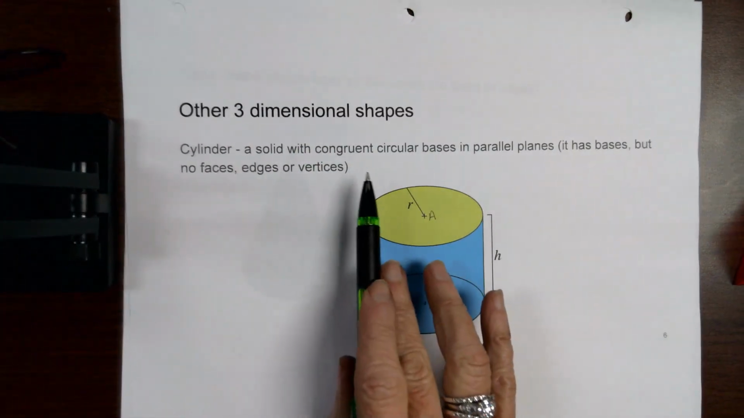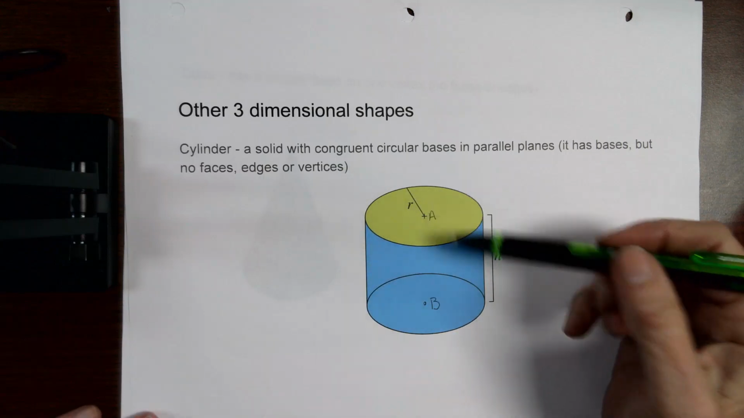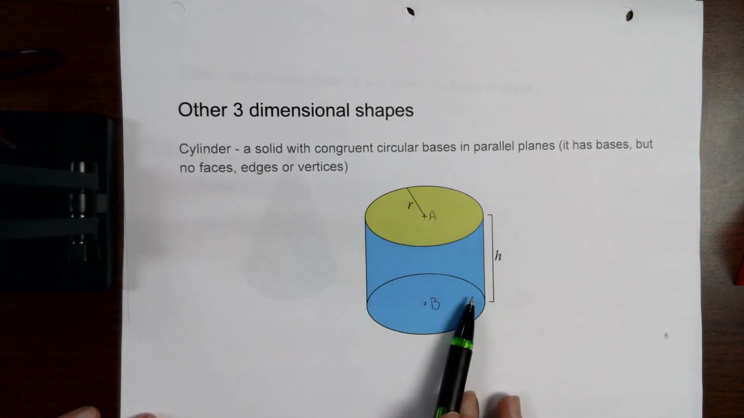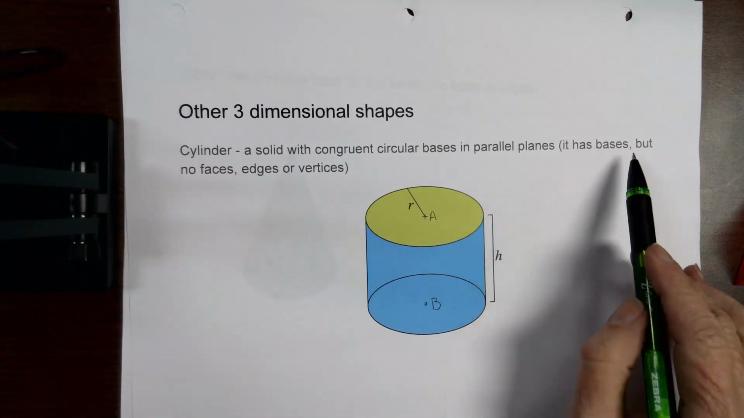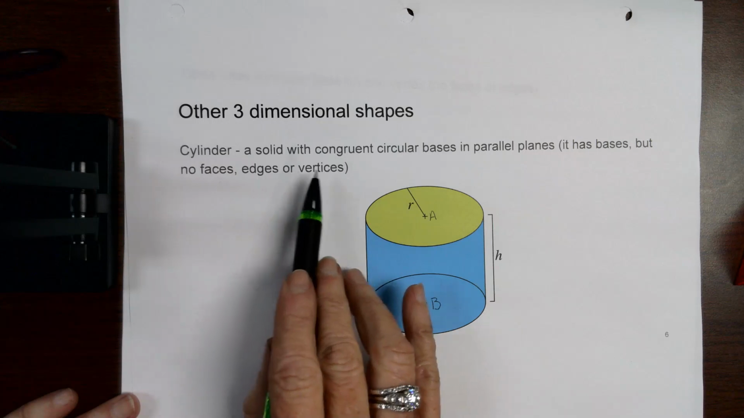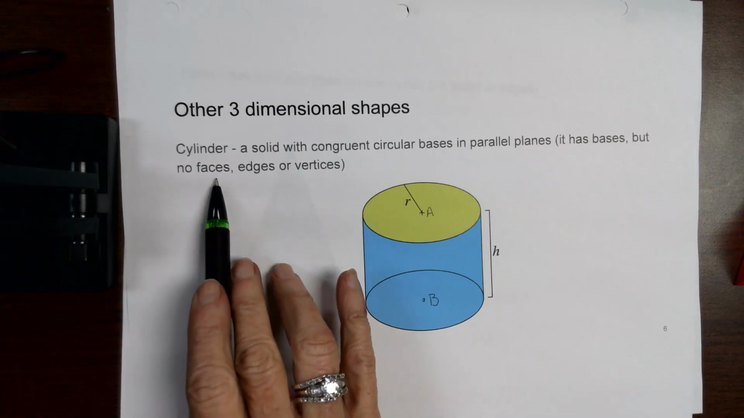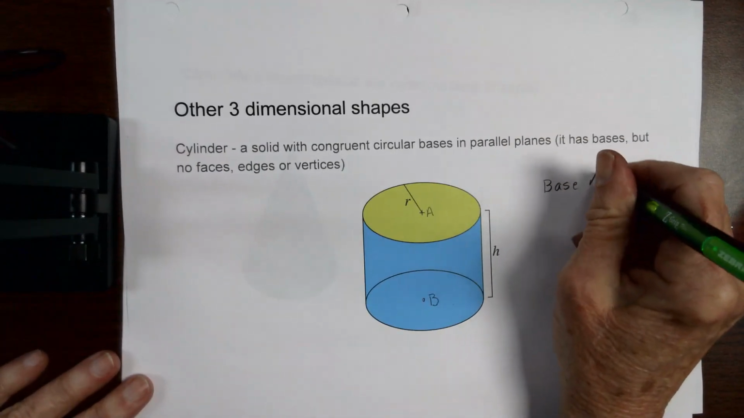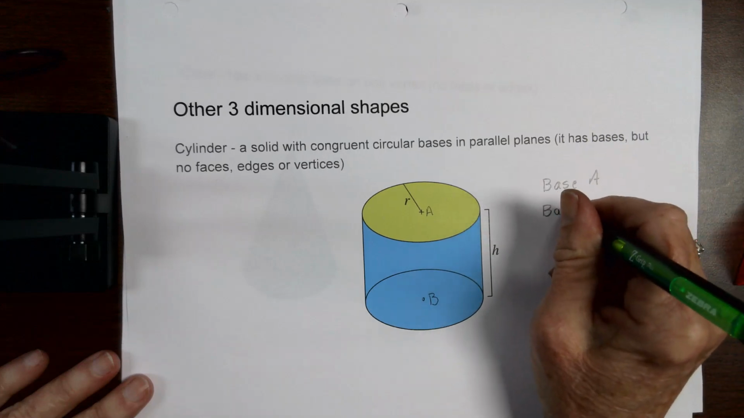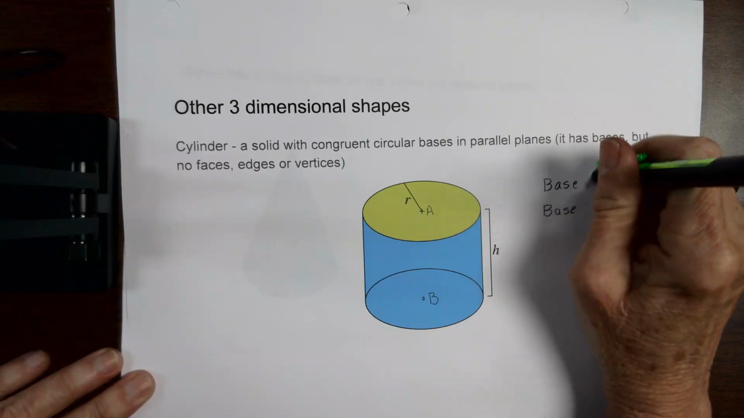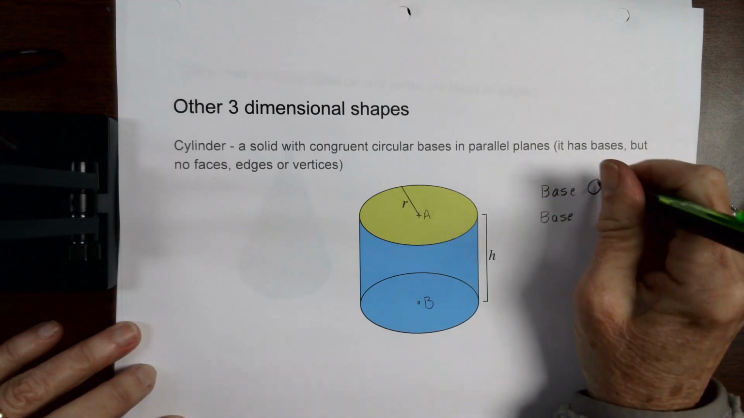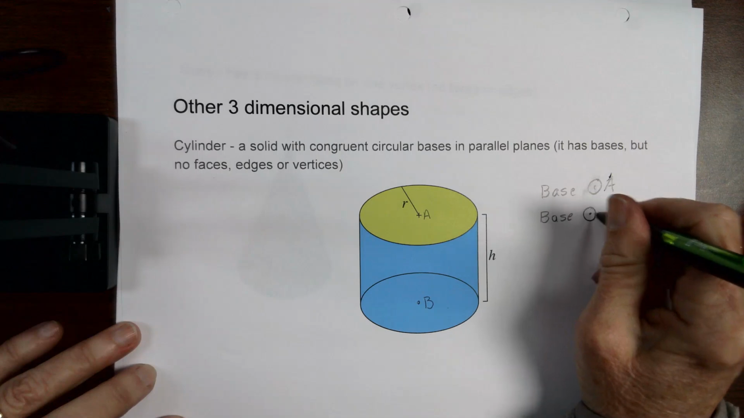Other three-dimensional figures that we're going to talk about, you've got a cylinder that has congruent circular bases, top and bottom, and parallel planes. So that green circle is parallel to the blue circle. So it has bases, but it doesn't have faces, edges, or vertices because it's not made up of polygons, okay? So this one would have a base of A and a base, and actually we probably need to put the circle symbol there. So the base is circle A and circle B.